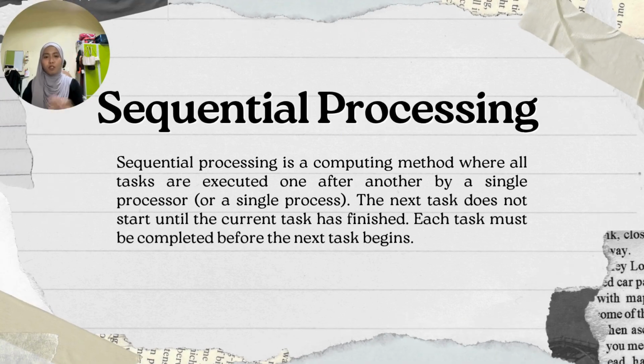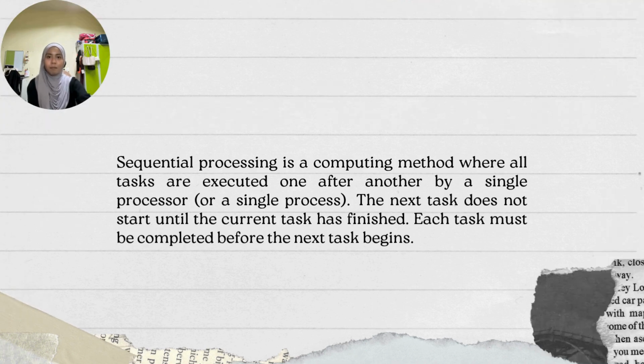So firstly, I'm going to present what is sequential processing. Basically, sequential processing is a computing method where all tasks are executed one after another by a single processor or a single process. The next task does not start until the current task has finished. Each task must be completed before the next task begins.